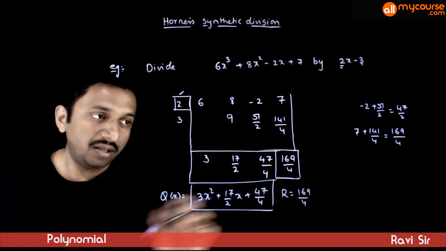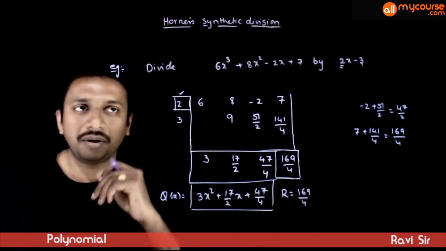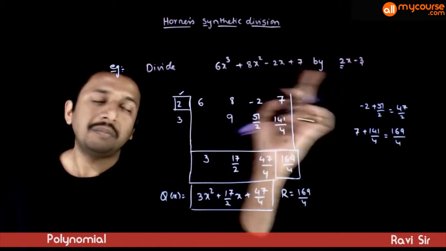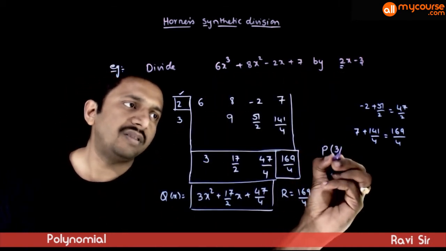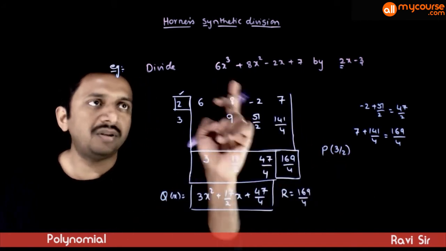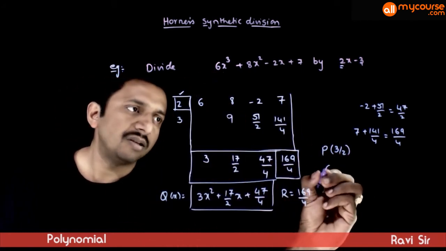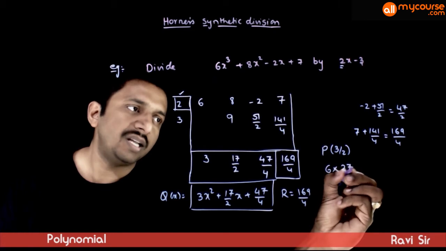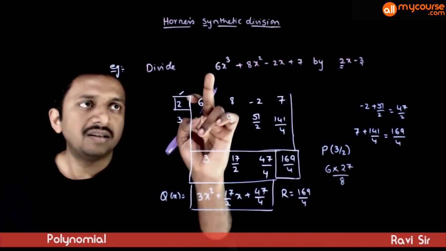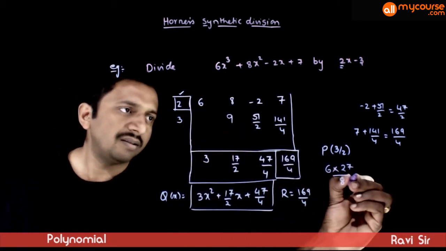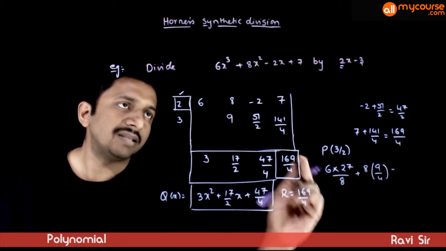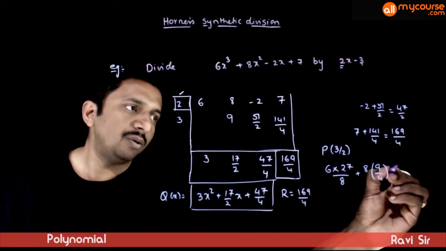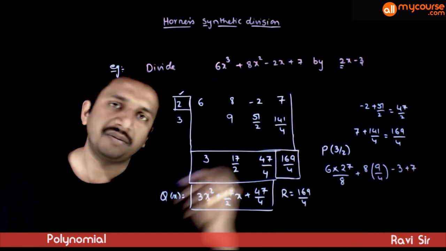Again, I want to check whether the remainder theorem is valid or not. So if you divide this by 2x minus 3, the remainder is nothing but p of 3 by 2, right? So you just put 3 by 2 in the place of x. So 6 times 27 by 8 plus 8 times 9 by 4 minus 2 times 3 by 2 is 3 plus 7.